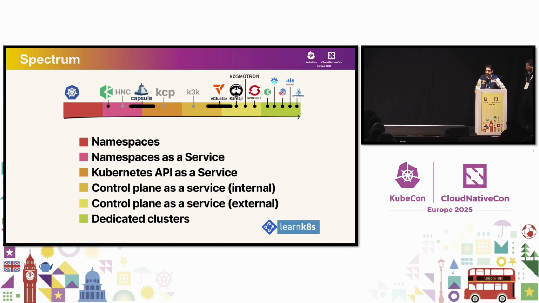On the right hand side, there are two interesting pieces for Kubernetes multi-tenancy. One is control plane as a service, internal, and one is external. Here what we are trying to say is running the control plane as a pod. Coming to the external one, you see more of Karmada, vCluster Pro, K0smotron, or Hypershift.